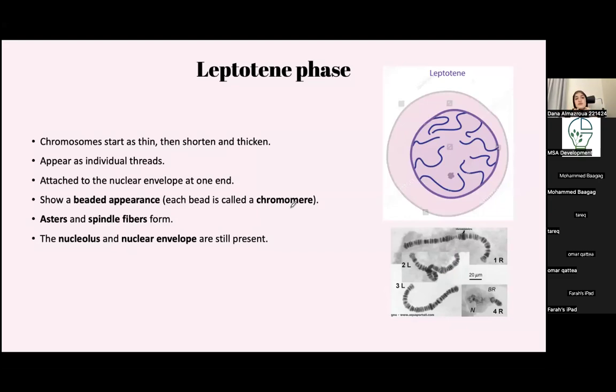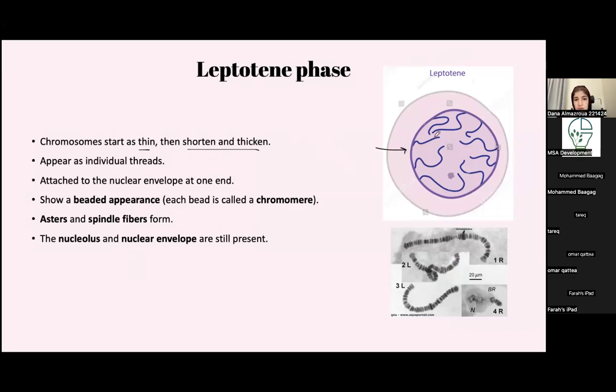Now, the leptotene phase basically is very similar to the initial phase of prophase, in that the chromosomes start thin and then become shortened and thickened. Now we said, we need the chromosomes to be thick and condensed to be able to divide the cells. So the same concept applies here. In leptotene phase, the chromosomes begin to shorten and condense, and this is important. They appear as individual threads, which is kind of showing here in this image. Just imagine that they look like that, just threads.